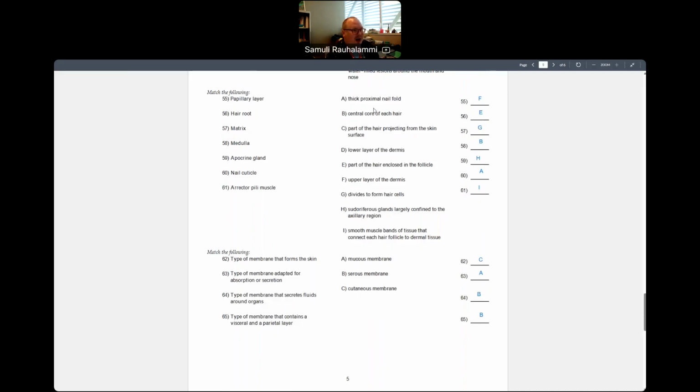The outermost layer of the skin is known as the papillary layer. The part of the hair that's enclosed inside the follicle, inside the skin, is known as the hair root. Matrix divides to form hair cells. Medulla, as a term, refers to the middle part in anatomy. So in this context, it would be the central core of each hair.